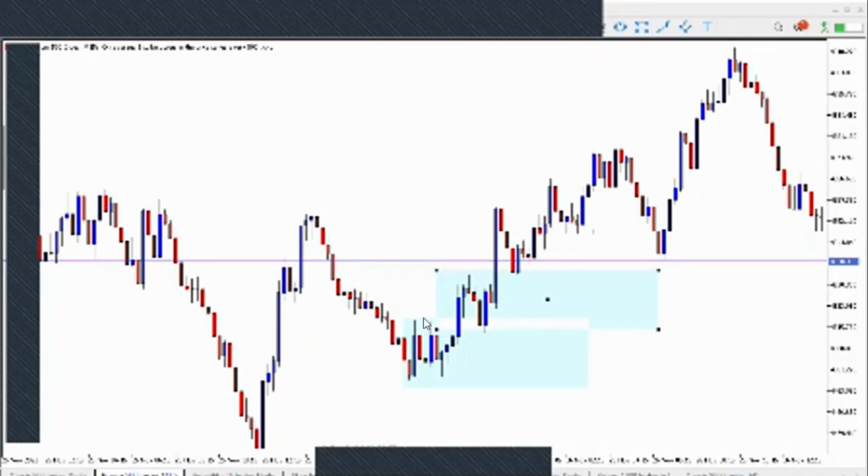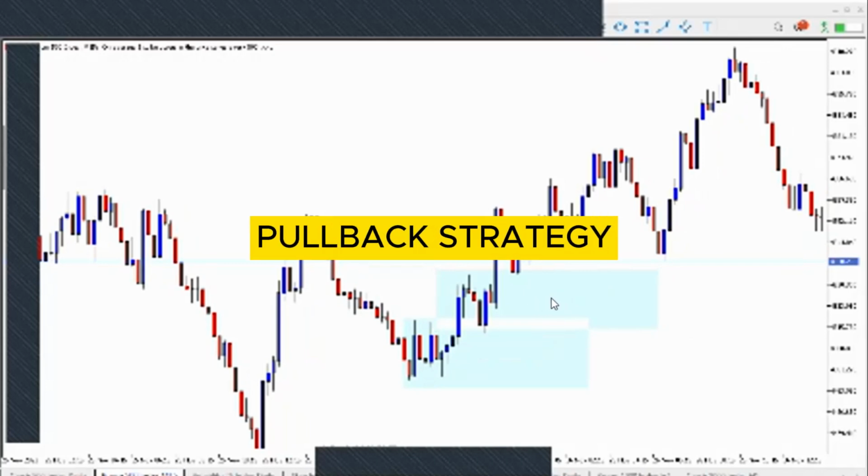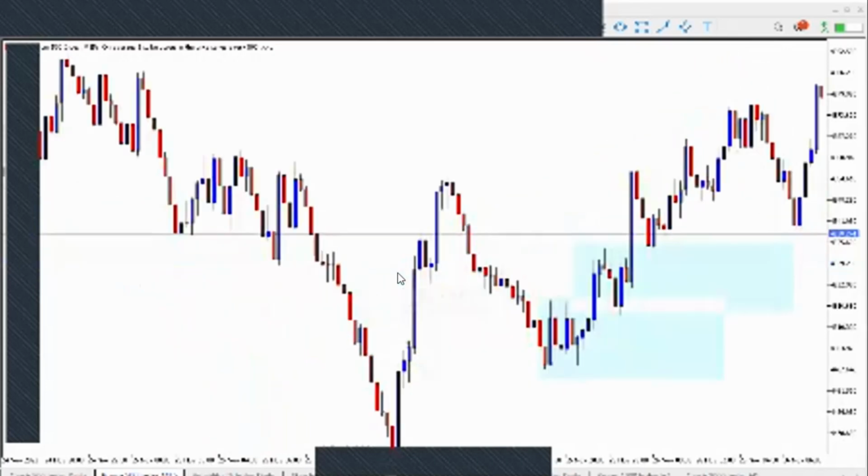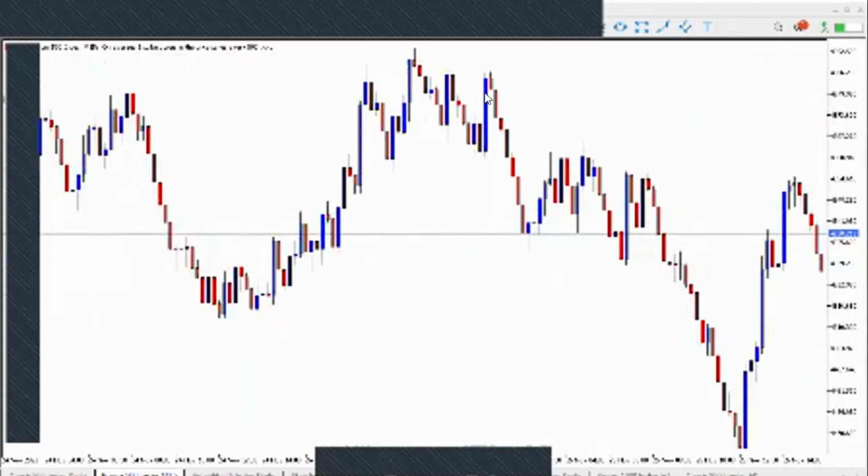Because the market is going up. So when it breaks a high and it returns back to it, you enter on the return. That's what I call the pullback strategy or the break and return strategy. Okay, it works. All right, so let's keep going backwards.